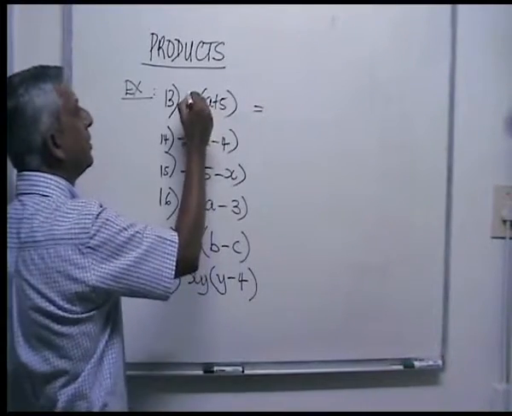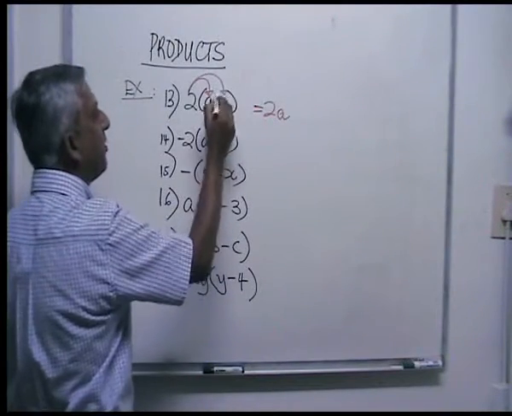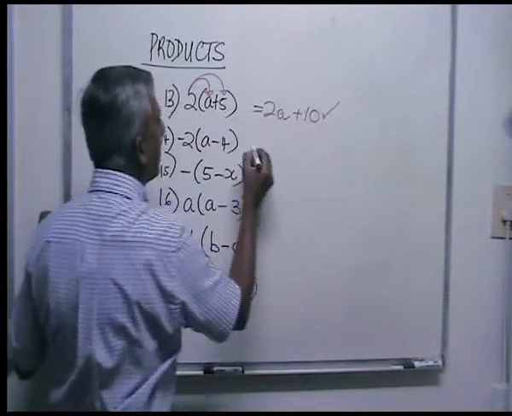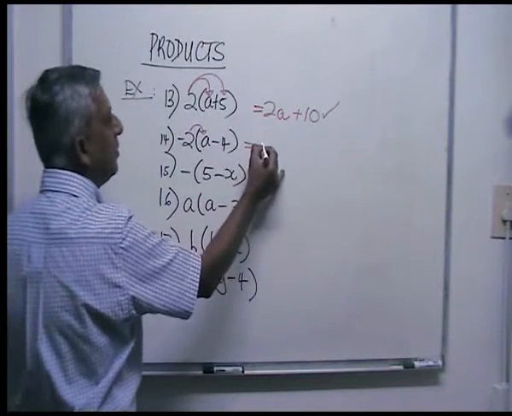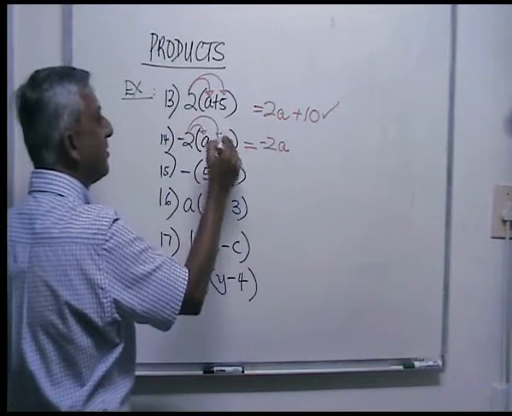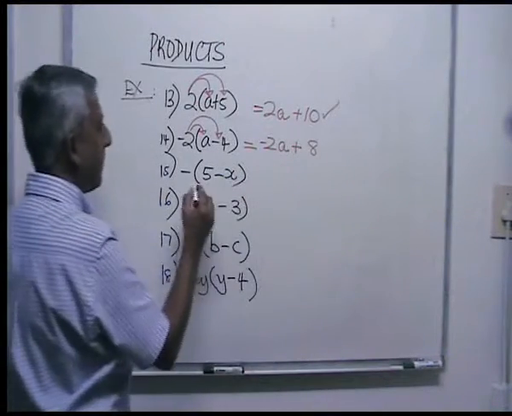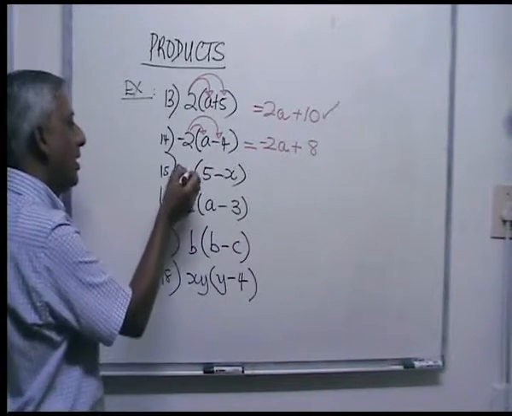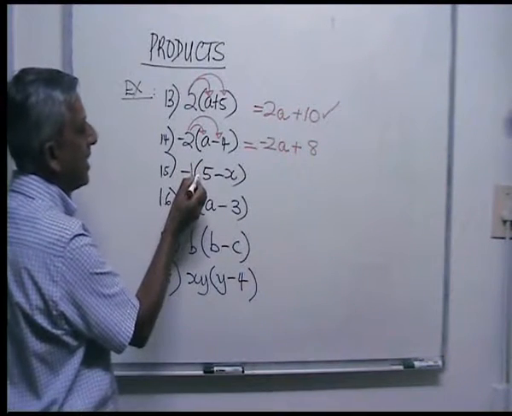So you said 2 times a is 2a, 2 times 5, both is plus, so it will be plus. 2 times 5, 10. And you got that right, very good. Now minus 2 times a gives you minus 2a. And minus times minus gives you plus. 2 times 4 gives you 8. Right. Now, there's no number here. Well, I know you are clever. You know that 1 is understood. So there's the 1. So minus times plus.